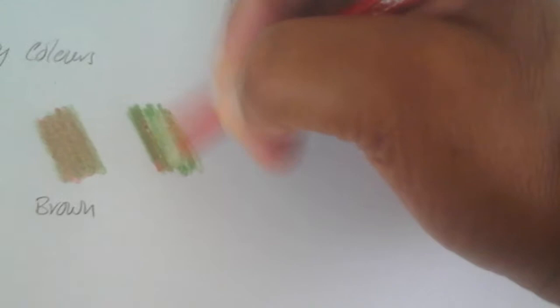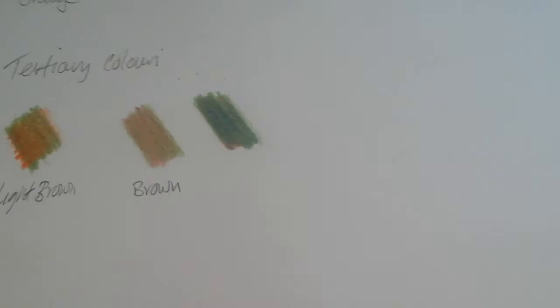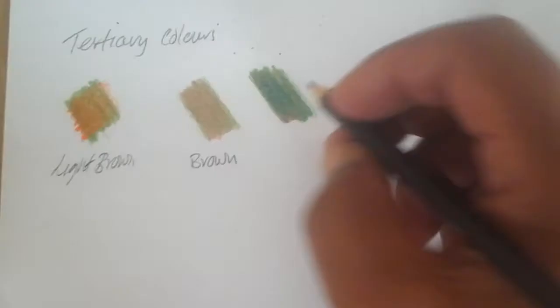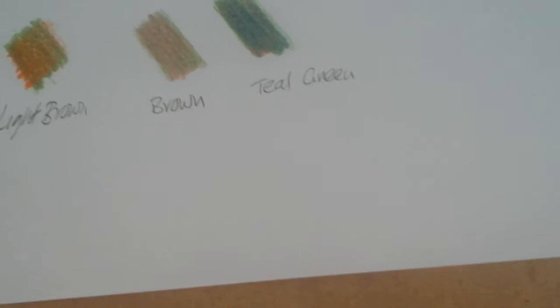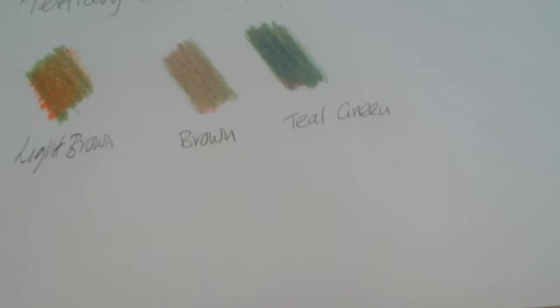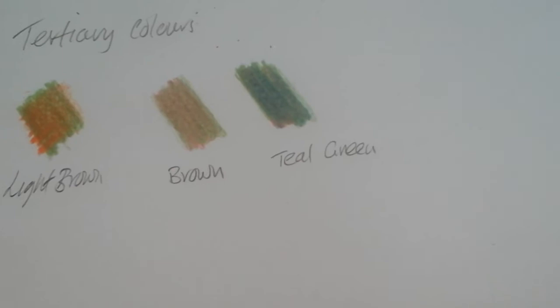So let's go back here again now. Green. And let's go back and make the violet. Add the red on top of the brown here, the green. I can put a little bit of blue. And what do we have? This is called teal, teal green. So that's mixing violet with green. So we've mixed orange with green. We've mixed violet with green. Let's see what happens when you mix violet with orange.